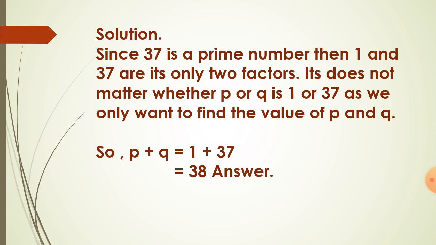Then 1 and 37 are its only two factors, because you all know that prime numbers are those numbers which have only 1 and their own number as factors. It does not matter whether P or Q is 1 or 37. You can say P is equal to 1 or 37, or Q is equal to 1 or 37. As we only want to find P plus Q, P plus Q is equal to 1 plus 37. The answer will be 38 simply.